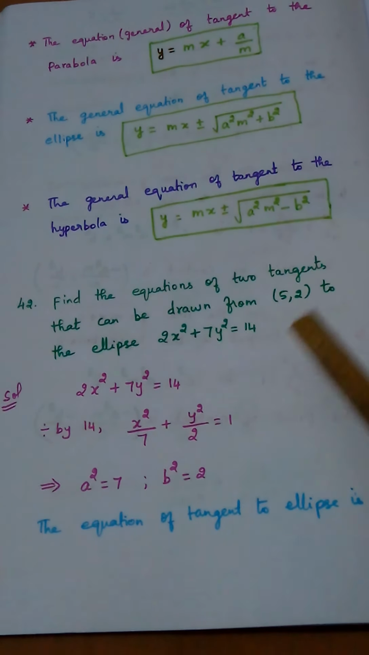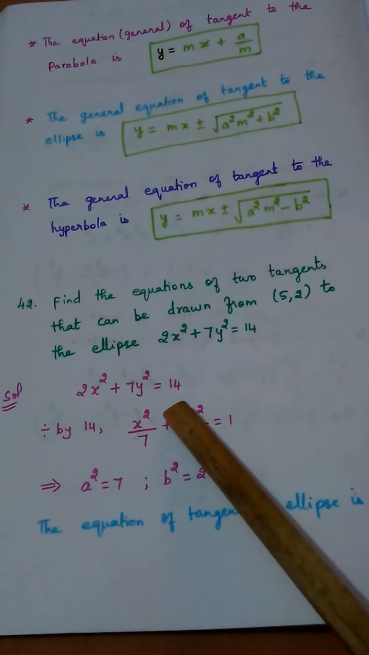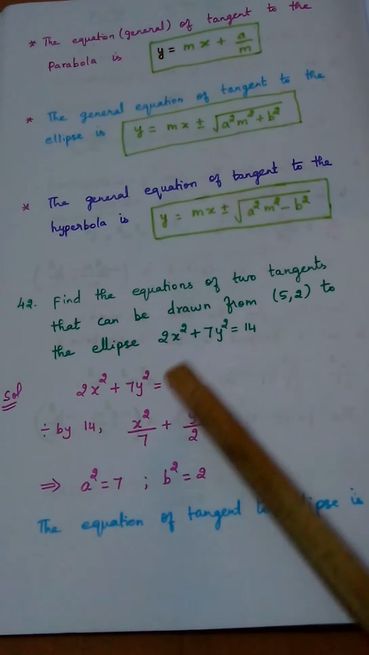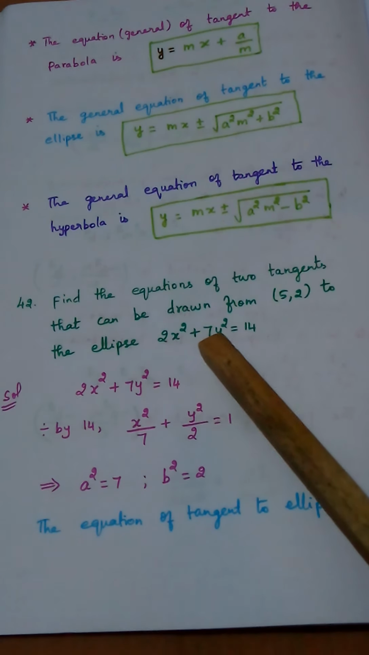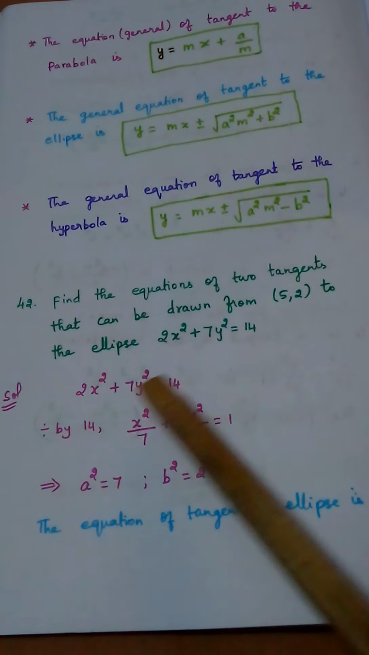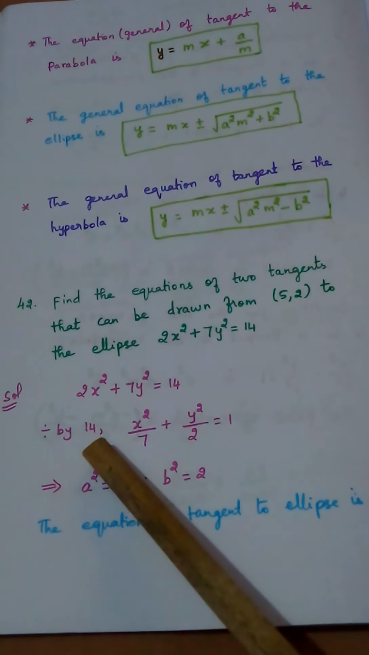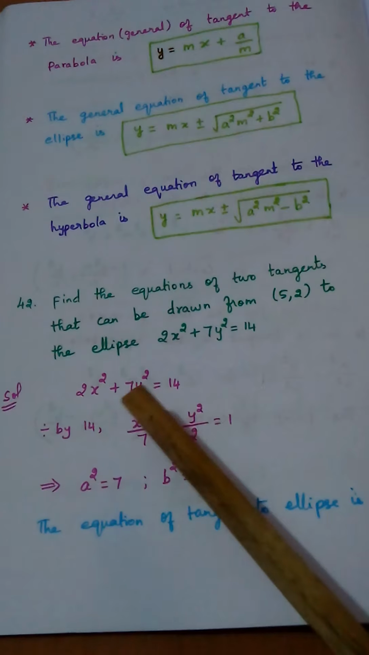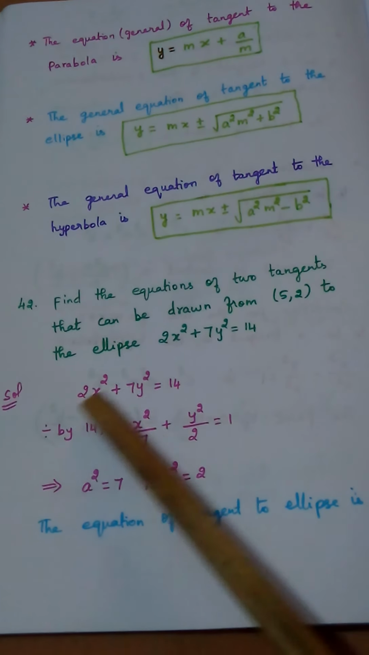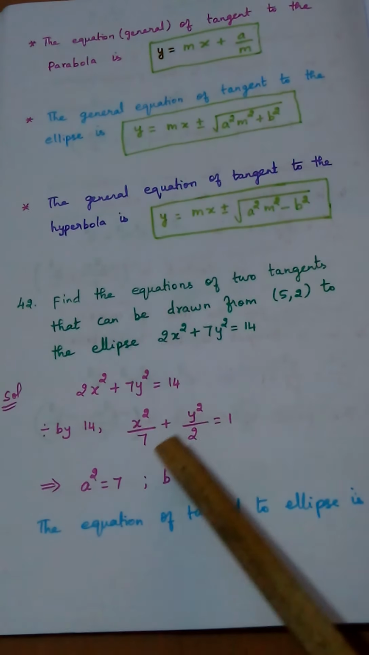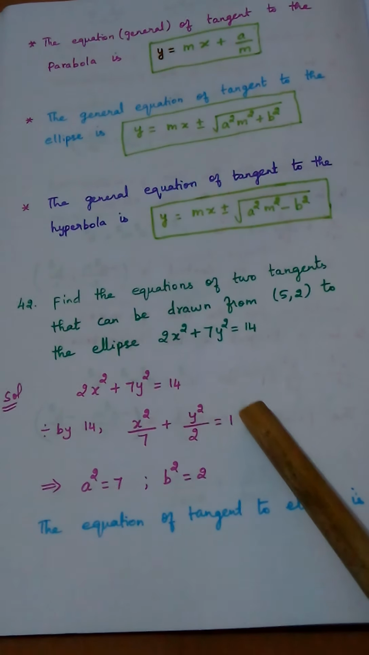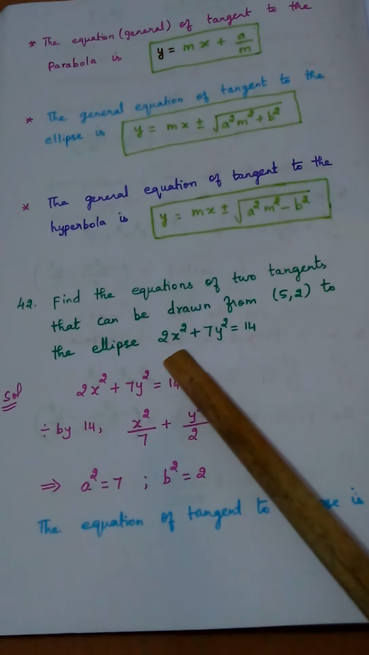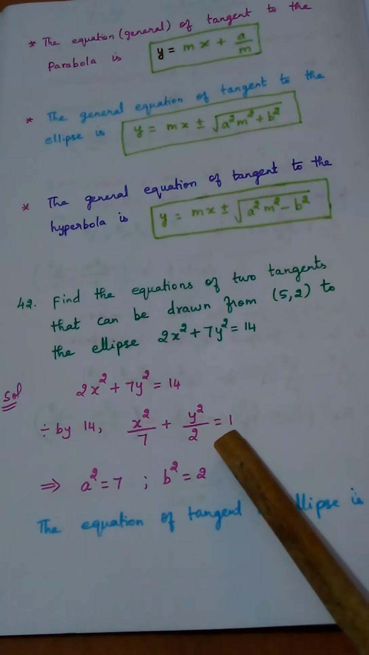So what we are going to do is, first we take the ellipse equation and bring it to standard form. Ellipse means the right hand side will be 1: x²/a² + y²/b² = 1. Since 14 is present, divide the entire equation by 14. 2 and 14 cancel, becoming x²/7. 7 and 14 cancel, becoming y²/2. 14 by 14 is 1. So we brought this equation into the standard form of the ellipse.